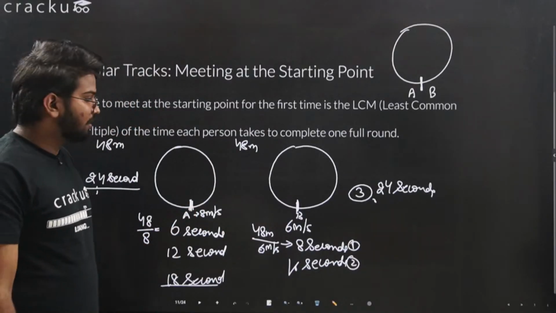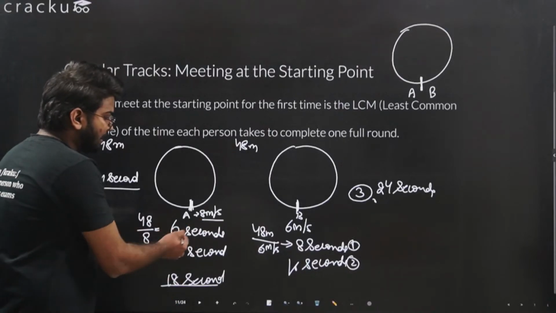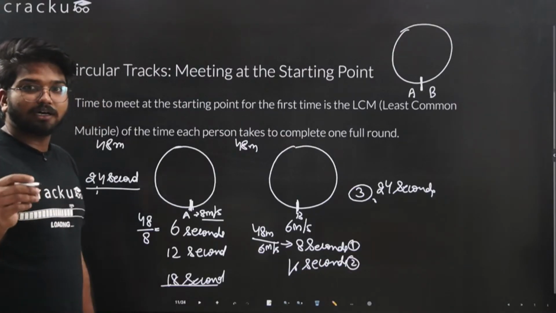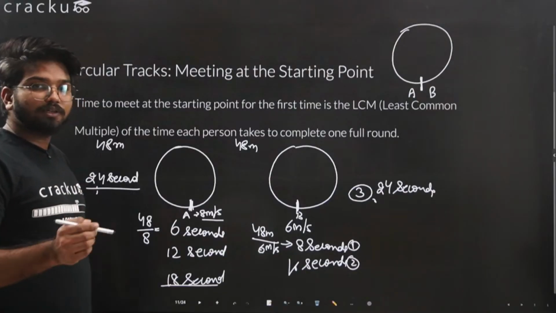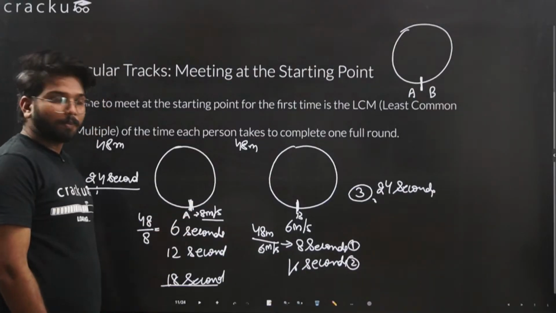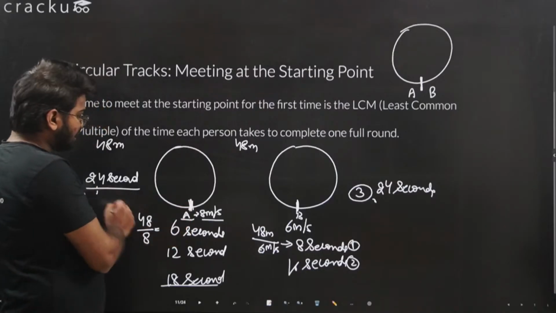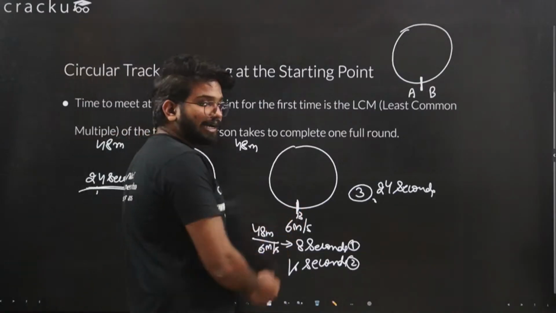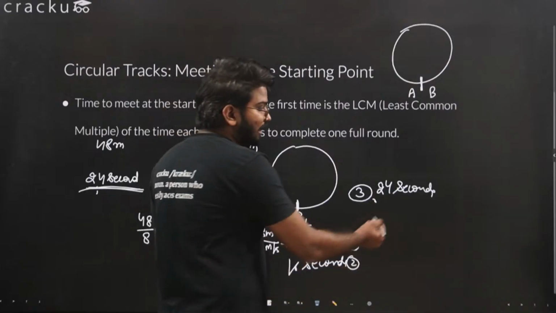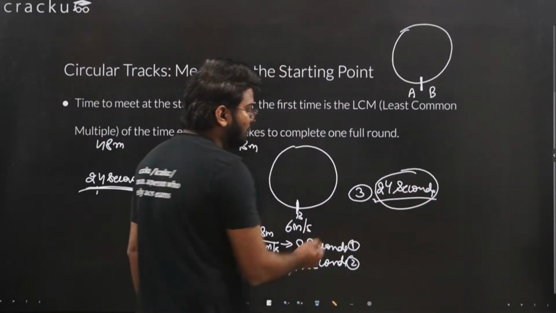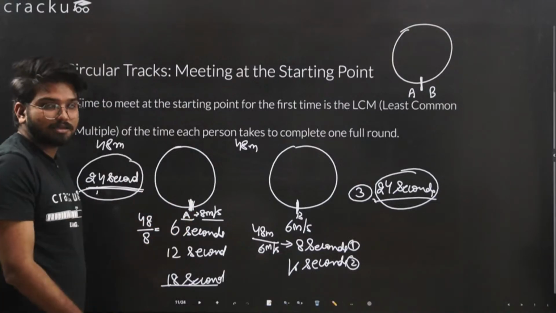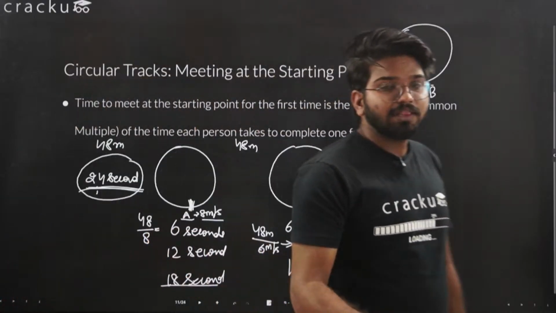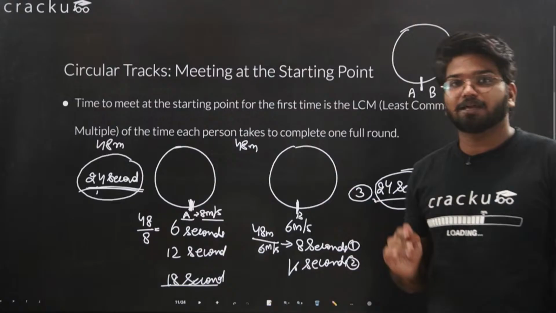Now what do we infer from this? We infer that there will be some time which is common for both, at which they will be at the starting point. A is at the starting point after covering 4 rounds and after 24 seconds. B is at the starting point after covering 3 rounds and after 24 seconds. And at the same time, both of them are at the starting point. And that is exactly what the question asked: after how much time they will reach the starting point.